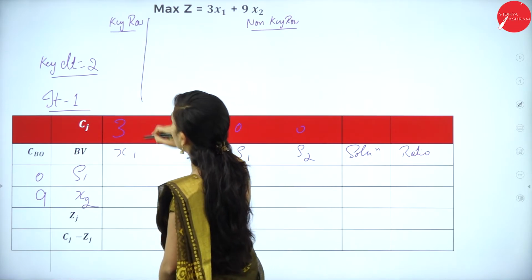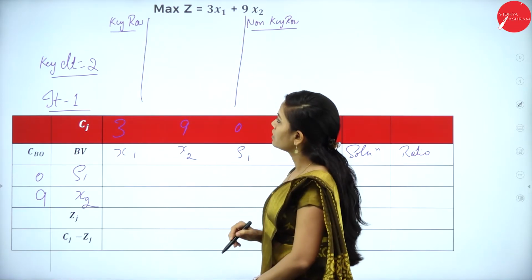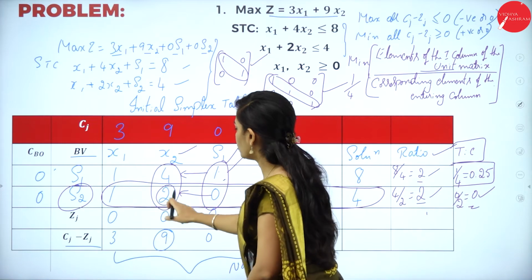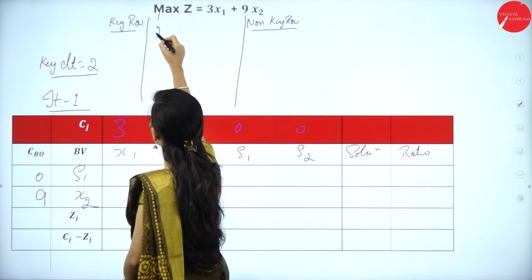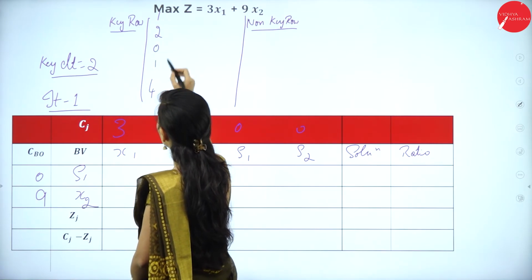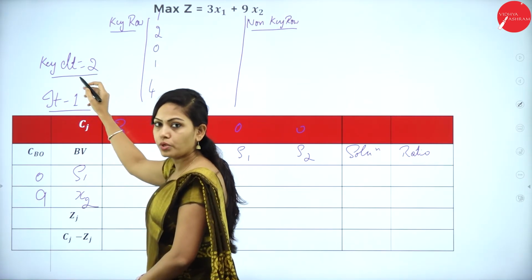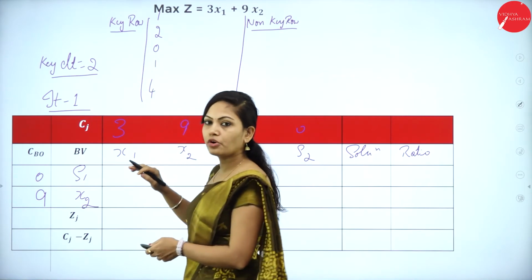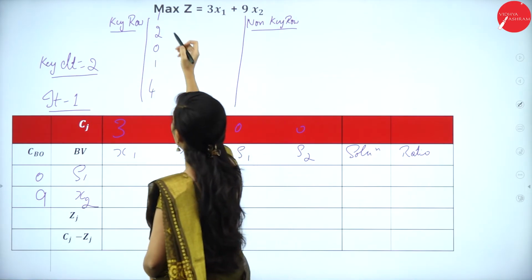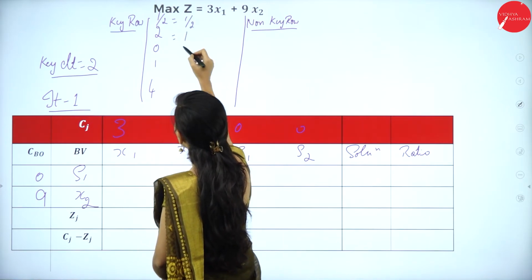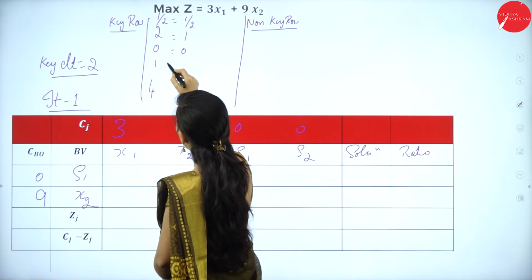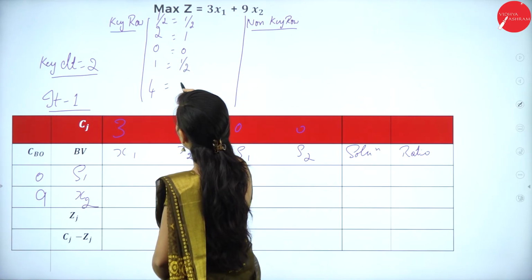So first list all the key row values. So what are the key row values? 1, 2, 0, 1, 4. The key element is 2. So what is the formula for finding the key row? Old value divided by the key element. Old value is 1, key element is 2, so it is 1 by 2. 2 by 2 is 1, 0 by 2 is 0, 1 by 2 is 1 by 2, 4 by 2 is 2.